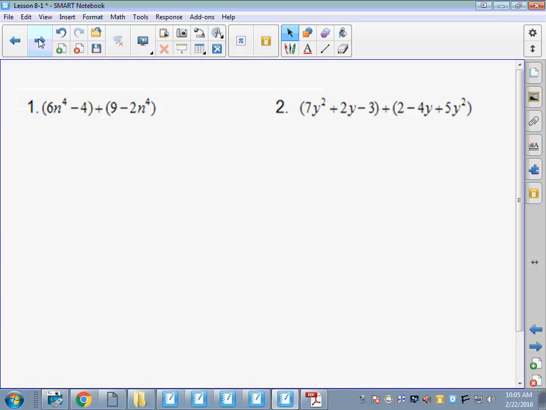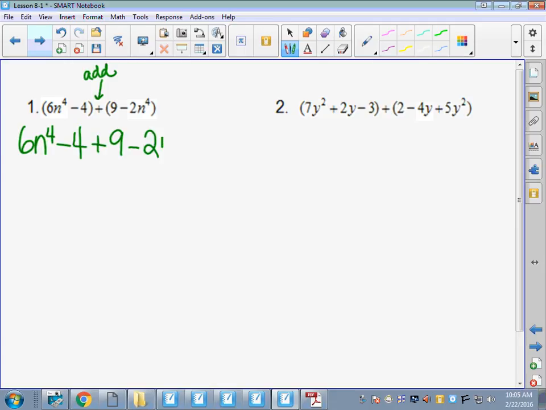Problem number 1, I've got 6n to the 4th minus 4 plus, in parentheses, 9 minus 2n to the 4th. Please notice two sets of parentheses, there's a plus sign in the middle. Guess what we're going to do if there's a plus sign in the middle? We're going to add like terms. We don't even have to distribute if it's a plus because it doesn't change anything. If we wanted to, we could just write this without parentheses, but you do not have to. Just make sure all your signs go together.